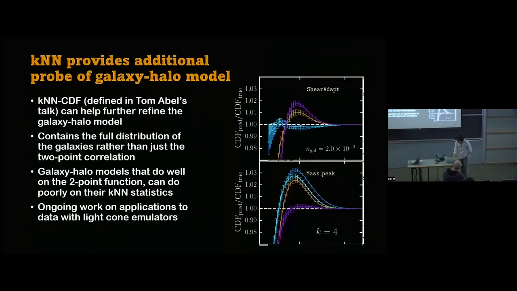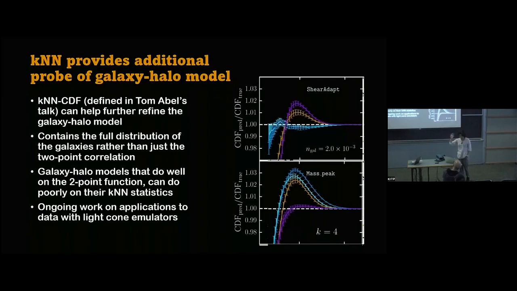Okay, and so I also want to draw another parallel with the talks from yesterday. Tom was talking about the KNN statistics in the context of cosmology, but I also want to argue that it's helpful in the context of these galaxy assembly bias studies. And so here, for example, I'm showing that if we take our galaxy distributions and measure the KNN statistics, that gives us additional information.